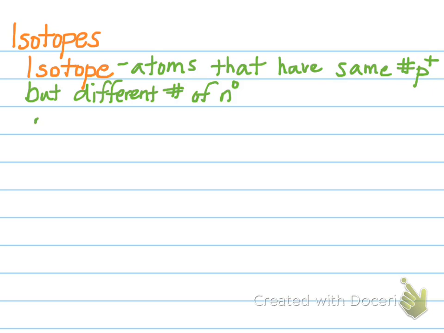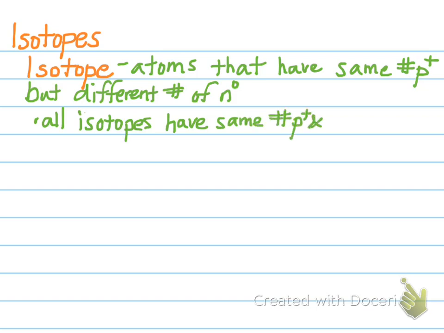So part of what that means is that all isotopes have the same number of protons and electrons, but a different number of neutrons.